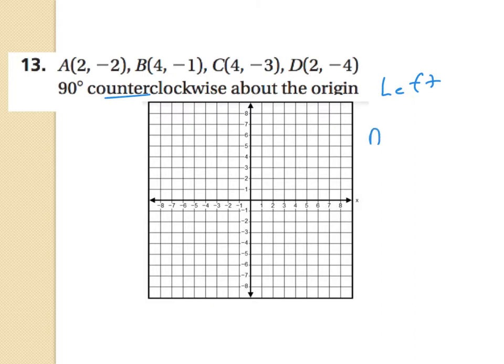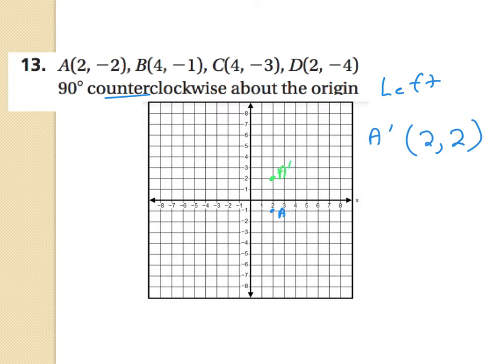Okay, this time we're going 90 degrees counterclockwise, which means we're going to go to the left. So we'll go ahead and get our primes. Well, we've got 2, -2, which is going to be our A. So when I go prime, I'm going to switch the order, which is just 2 and 2. But A, when I go counterclockwise and I go to the left, it's going to put it in the first quadrant. So that's going to be my A prime.